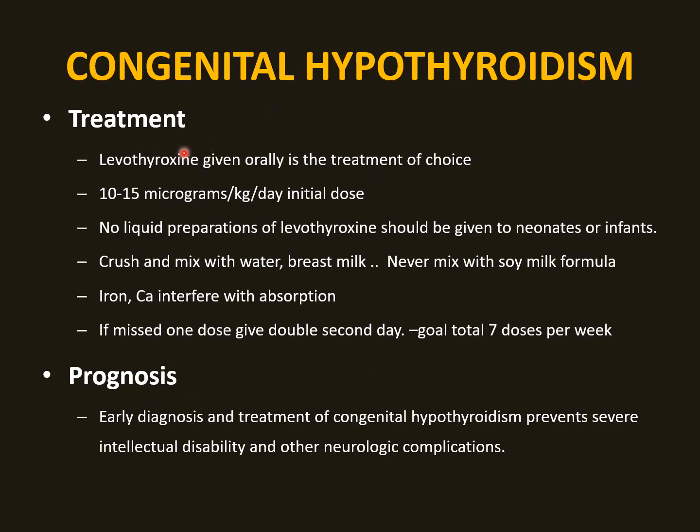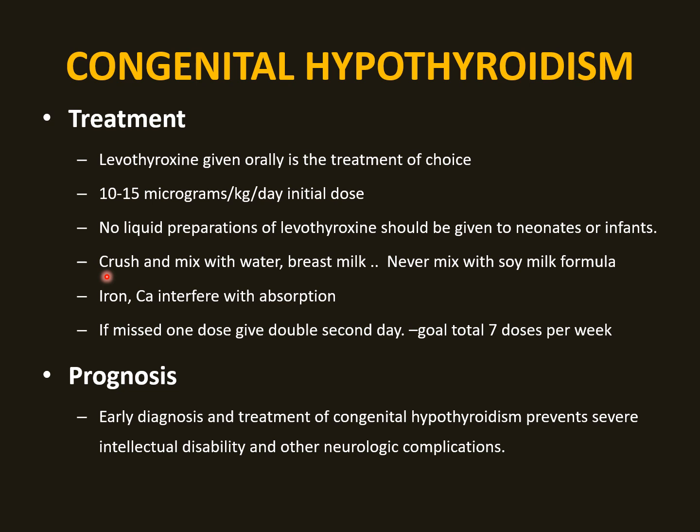Treatment of congenital hypothyroidism: start levothyroxine as early as possible. This is given orally, and this is the treatment of choice. The dose is 10 to 15 microgram per kilo per day, the initial dose. No liquid preparation is available for levothyroxine and you should not advise giving a liquid preparation for neonates and infants.